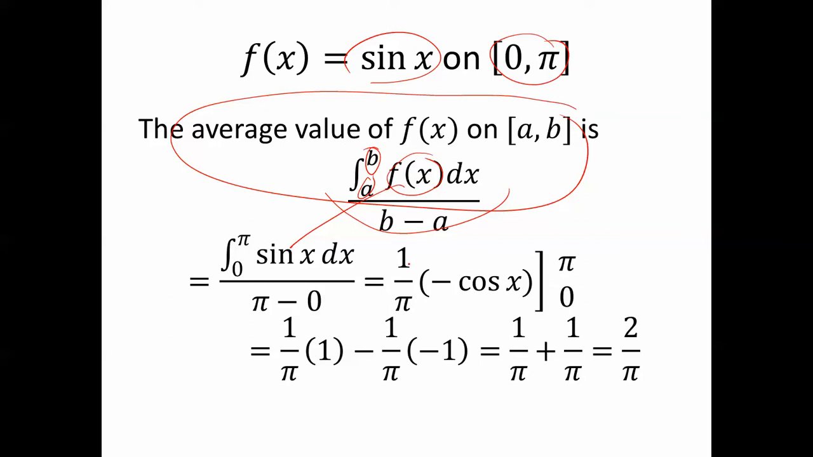So the 1 over pi minus 0 becomes 1 over pi. The antiderivative of sine x is negative cosine x. We evaluate at pi and subtract what we get when we evaluate at 0. So we end up with 1 over pi times 1 minus 1 over pi times negative 1. Those are the values of negative cosine. In other words, 1 over pi plus 1 over pi, and that's 2 over pi.